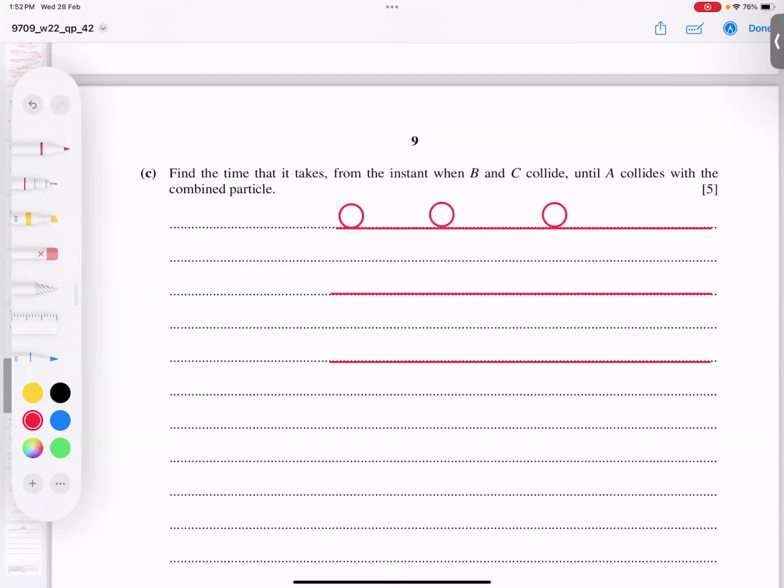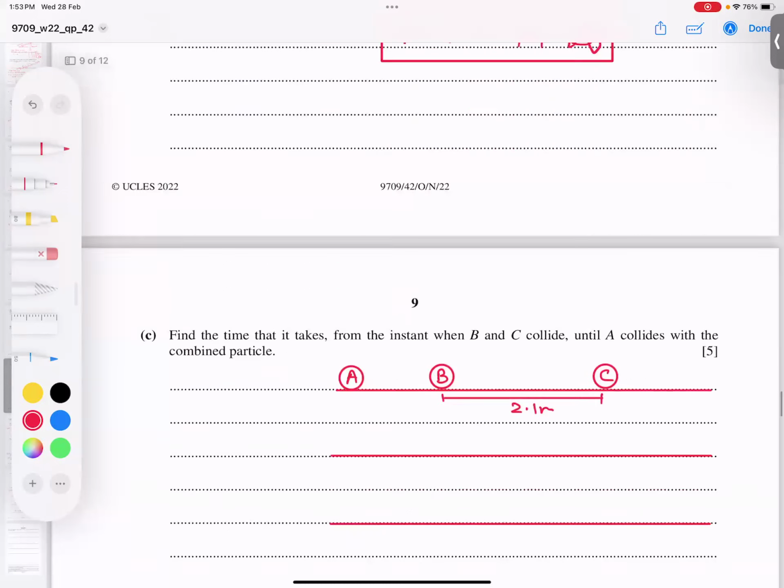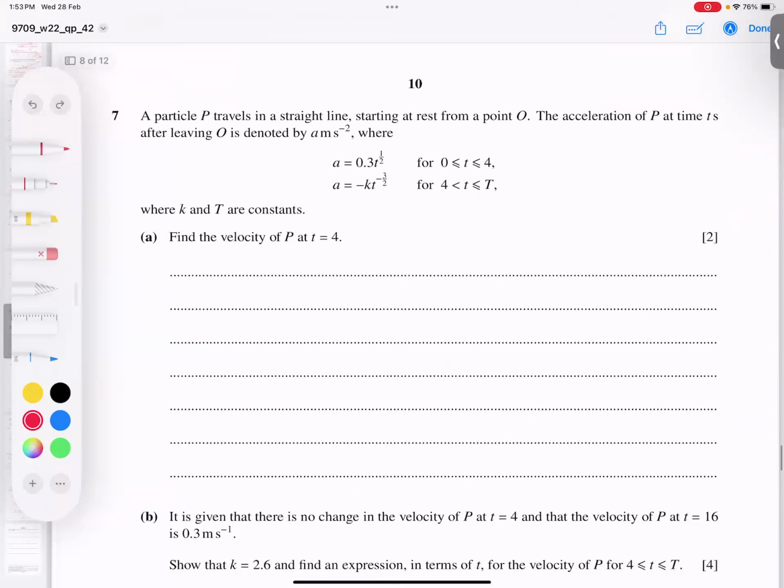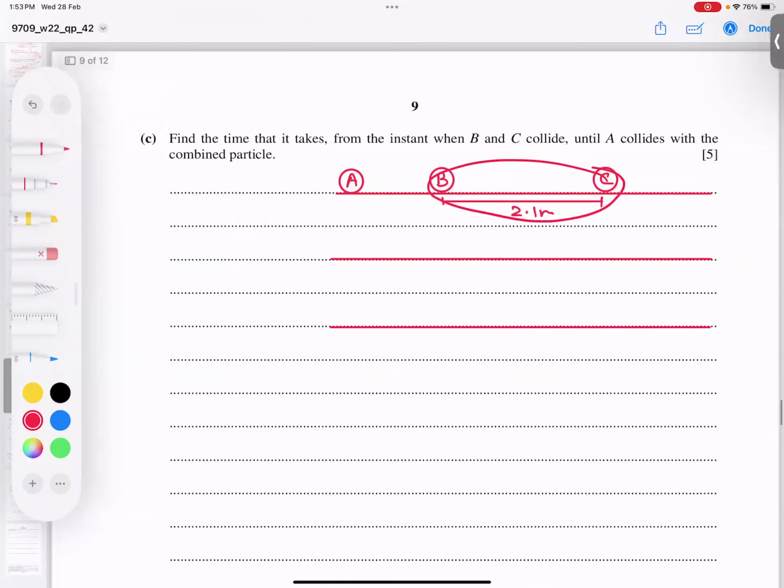So this is the A particle, B particle, C particle. I'm writing ABC inside since mass is not required. Situation number one, this is happening. The gap between B and C is very important, and it is given as 2.1 meters in the beginning. You can see it here: the gap between B and C is 2.1 meters. This distance is very important.